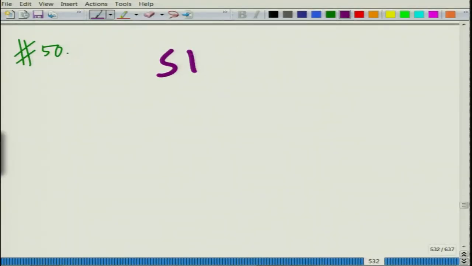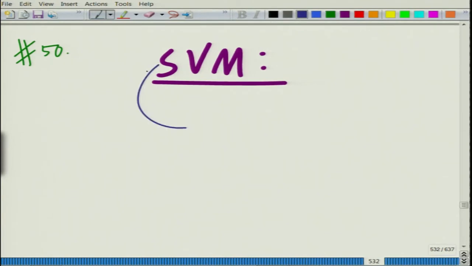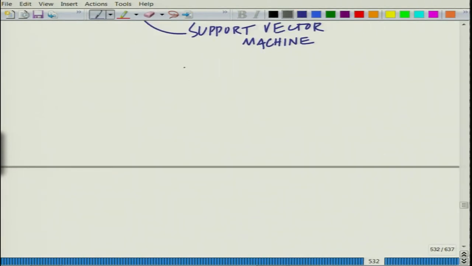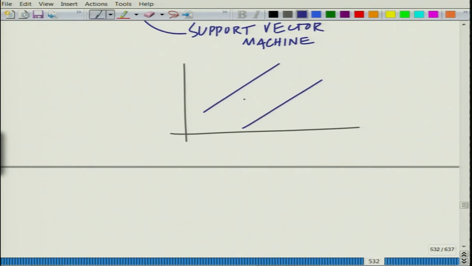So we are looking at the SVM, or what we also call the support vector machine, which is essentially a machine to classify two sets of points, right? And we said the central philosophy in the support vector machine is to design two hyperplanes. In fact, these are two parallel hyperplanes such that, let us say you have one set of points over here, another set of points over here, then you fit the thickest possible slab.